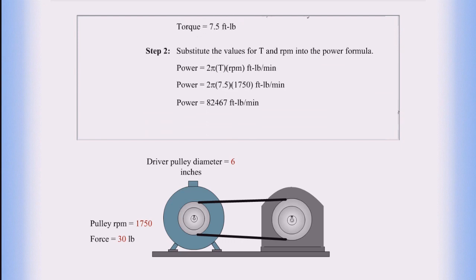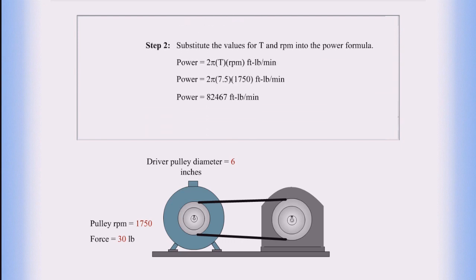Step 2. Substitute the values for T and RPM into the power formula. Power equals 2 pi times T times RPM in foot-pounds per minute. So power equals 2 times pi times 7.5 times 1750 in foot-pounds per minute. So power equals 82,467 foot-pounds per minute.